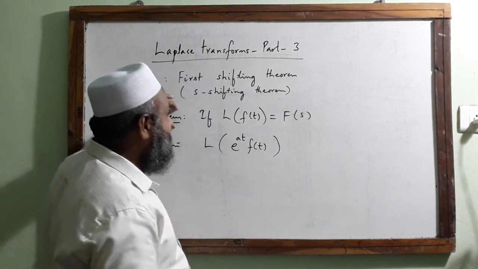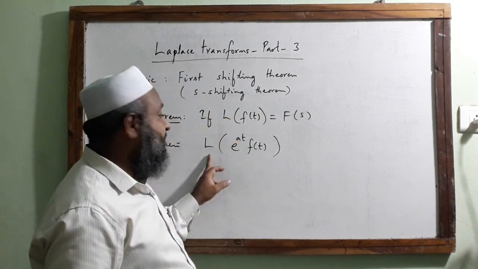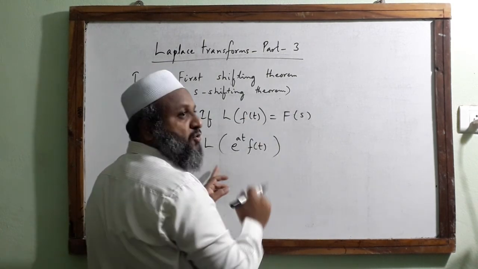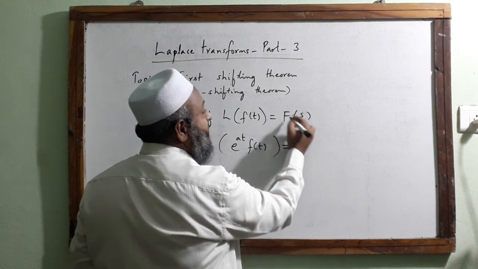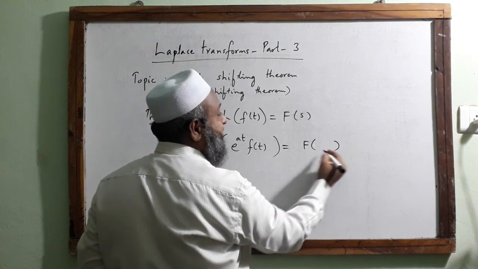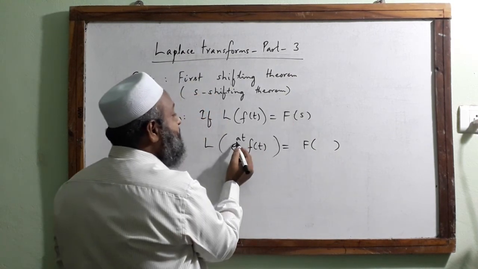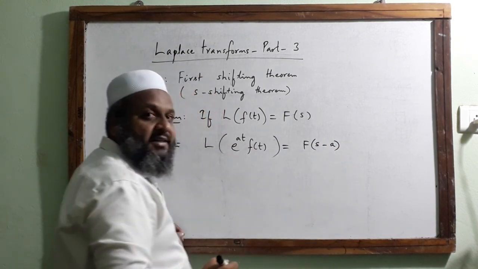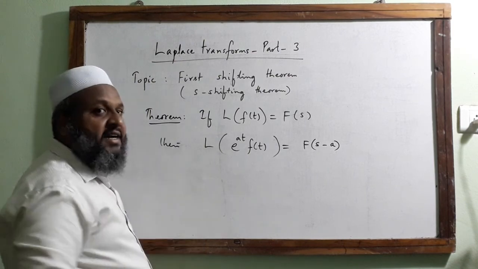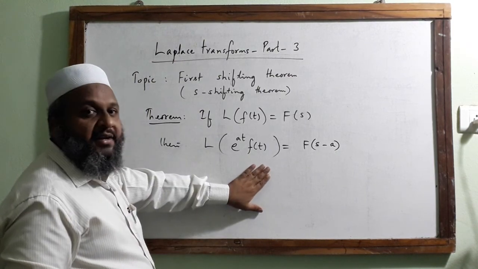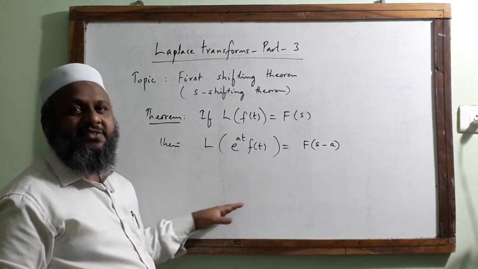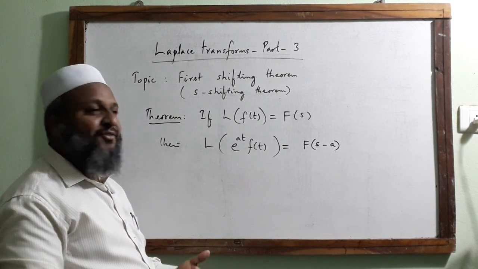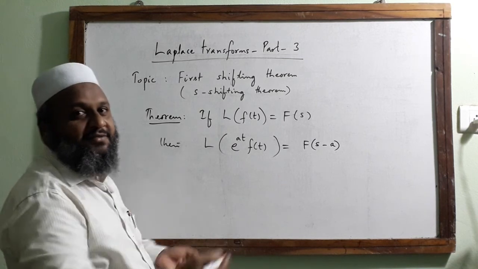Now this theorem helps us in telling what will be the Laplace transform for the product if one function's Laplace transform is known. This says very simply, whatever function you have, in that same function, instead of s, you substitute s minus a. Now let us first understand the statement. Without understanding the statement, it is not best to go for the proof. If you know the proof and you don't know what that statement says, it's of no use.